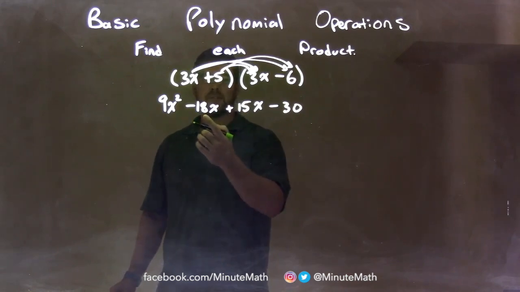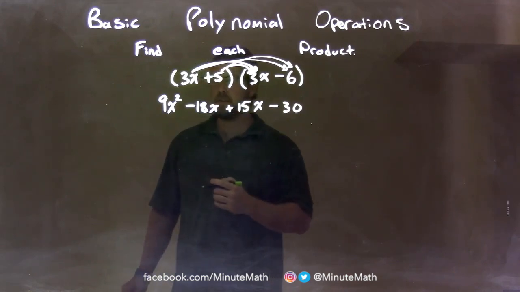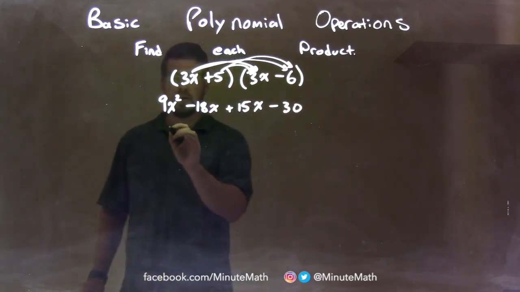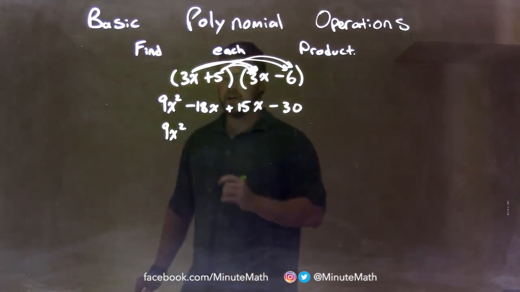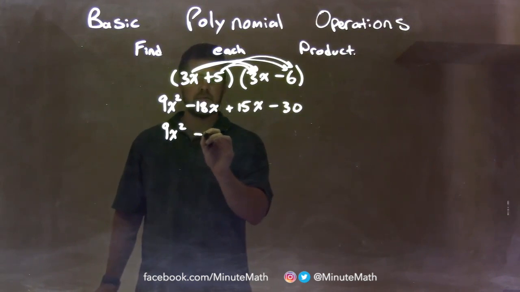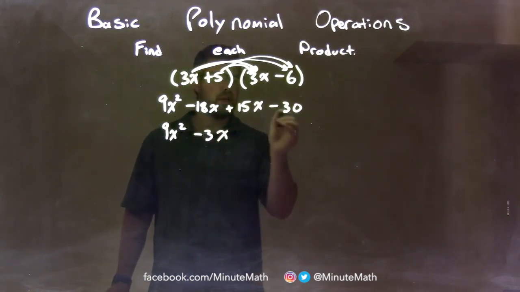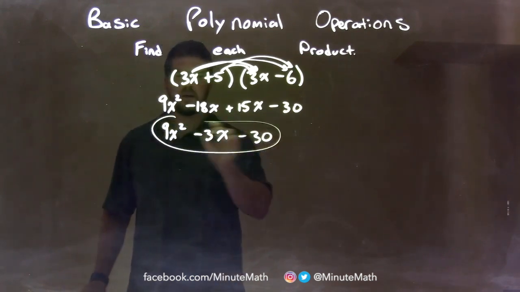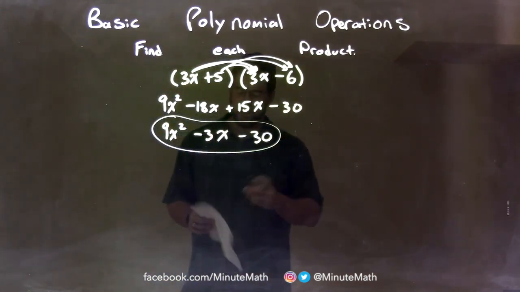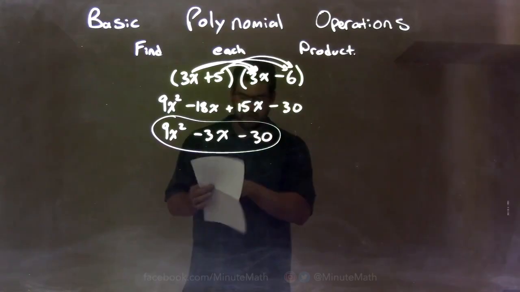Well, the only like terms I see are negative 18x and 15x. So bring down everything else. 9x squared comes down. But negative 18x plus 15x is a minus 3x. Then we bring down the minus 30. And now we're done. We have our final answer, which is 9x squared minus 3x minus 30.